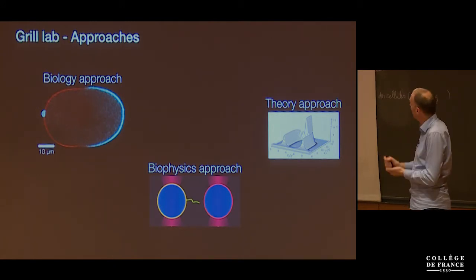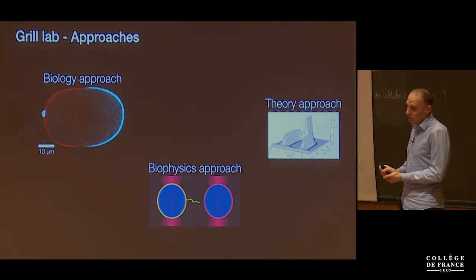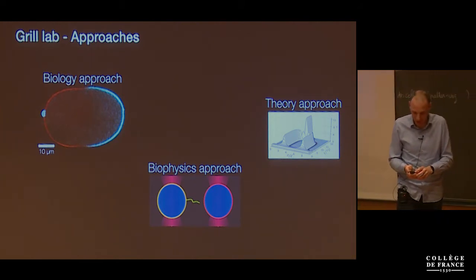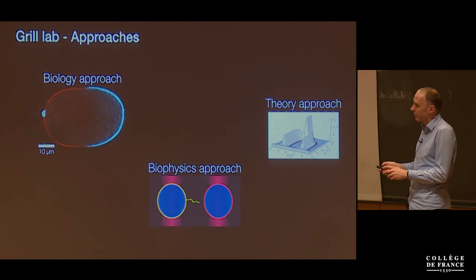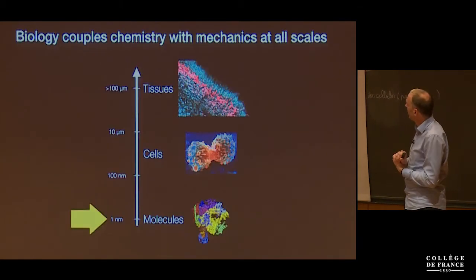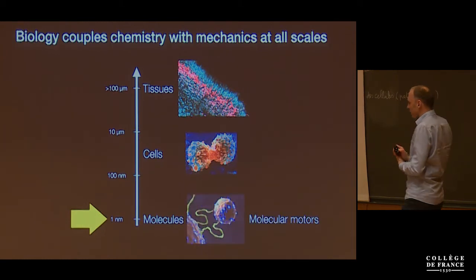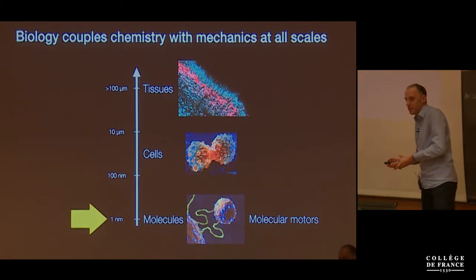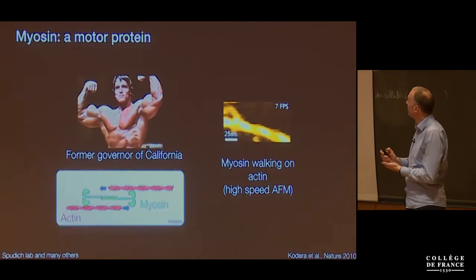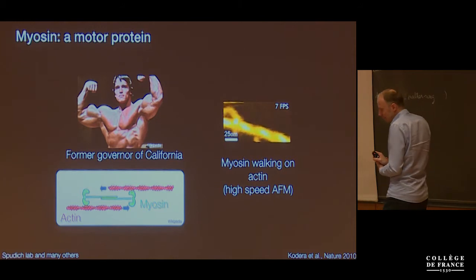We perform theoretical analysis and build theoretical descriptions. And we also pursue a biophysical approach, for example, at the molecular scale, where we use optical tweezers to characterize molecular scale force generation. However, I won't talk about the molecular scale very much, except perhaps to introduce what the molecules do. And of course, here, the key entities are these so-called molecular motors. These molecular machines can convert chemical fuel to mechanical work.